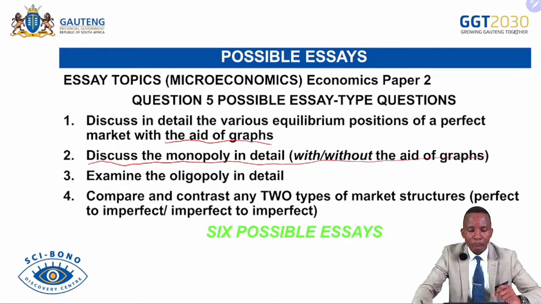And then compare and contrast any two types of market structures: perfect market to imperfect market. The question can come in the examination asking you to compare and contrast the market structures. Maybe it can be perfect market and monopolistic. It can be perfect market and oligopoly. It can be perfect market and monopoly. It can be the monopolistic and the monopoly, or the monopolistic and oligopoly.